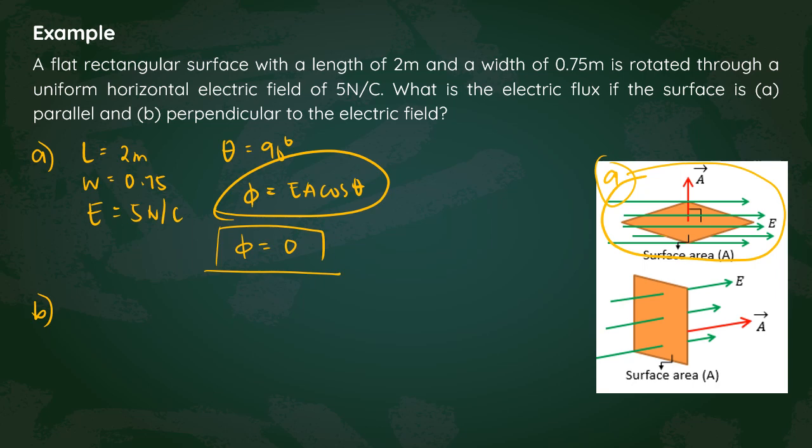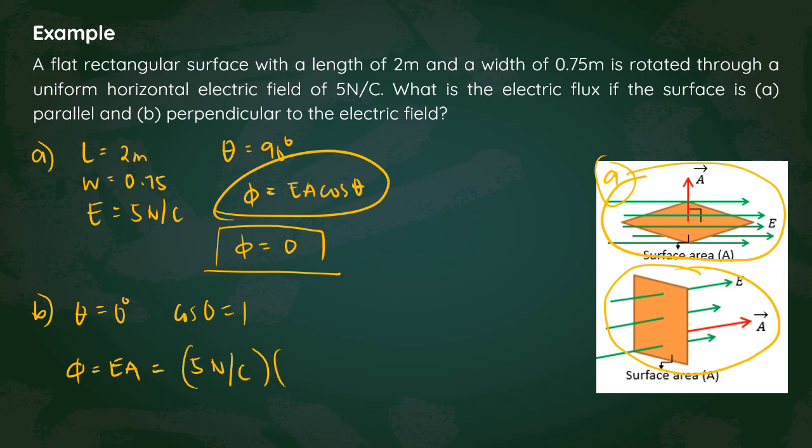Now for B, if the surface is perpendicular to the electric field, you have the same given values, only that the angle is equal to 0 degrees, and cosine 0 is equal to 1. Therefore, to solve for electric flux, it's just E times A. The electric field is 5 newtons per coulomb multiplied by the area. What's the area here? The area of a rectangle is length times width, so we put 2 meters times 0.75 meters. So that's 5 newtons per coulomb times 2 times 0.75. Your electric flux is 7.5 Newton meter squared per coulomb.